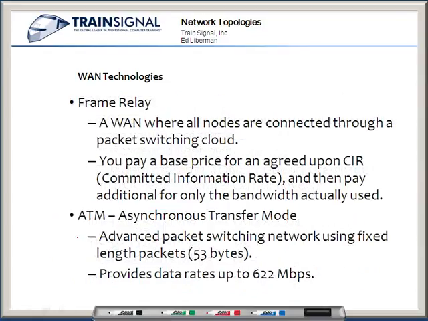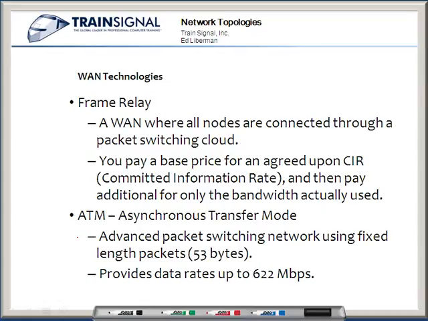Now, another type of WAN technology, matter of fact, here we have a couple of WAN technologies which use packet switching. The first is something called frame relay. Frame relay is a WAN technology where all nodes in the WAN network are connected through what's called a packet switching cloud.